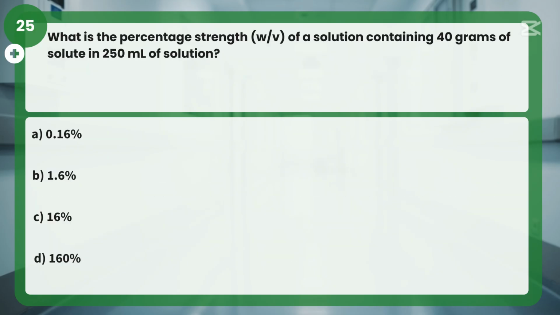Question 25. What is the percentage strength, w/v, of a solution containing 40 grams of solute in 250 milliliters of solution? A. 0.16%. B. 1.6%. C. 16%. D. 160%.